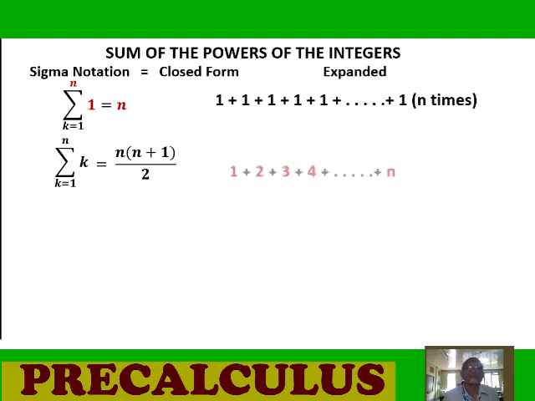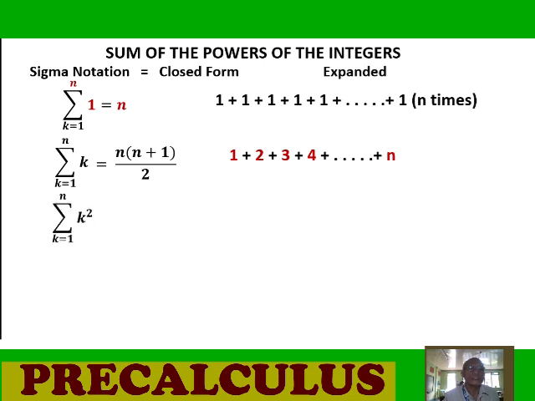For example, 1 plus 2 plus 3 up to n, that is, we can make use of the formula n times (n plus 1) over 2.